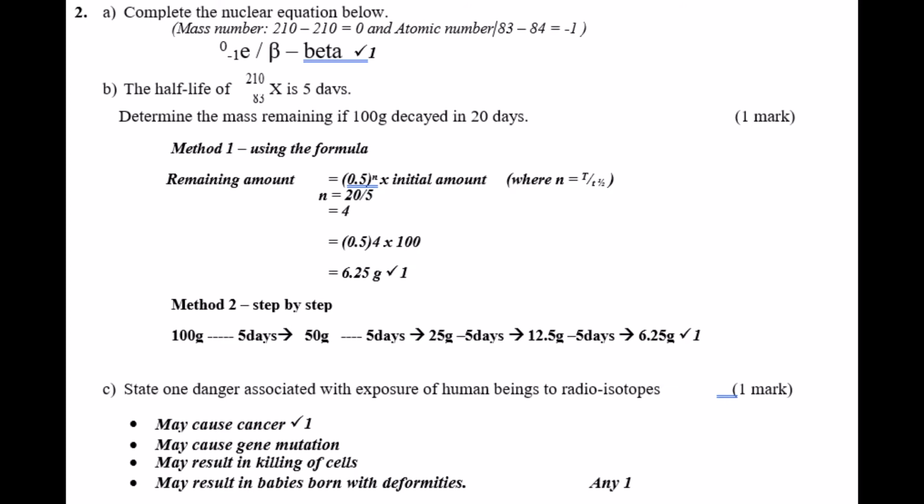With part C, the dangers associated with radioisotopes. Radioisotopes are basically the main causes of cancer. They can also cause what we call gene mutation. They can also kill some living cells. They can also cause some deformities to the unborn, among other dangers of radiation.